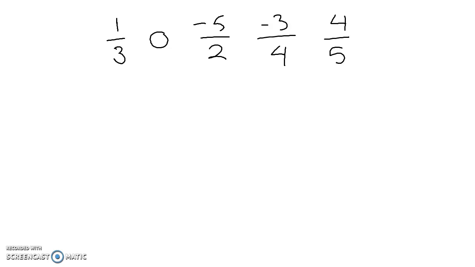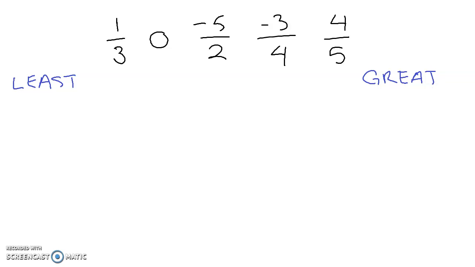Problem number 4 deals with writing numbers in the order from least to greatest. So just to note, our least is going to be on the left. So the smaller numbers are going to be on the left, and the greatest or the larger numbers are going to be on the right. So let us begin. I'm going to start with looking at the smaller numbers.